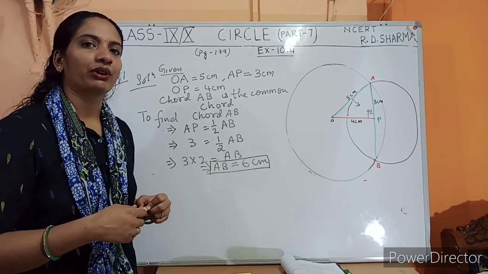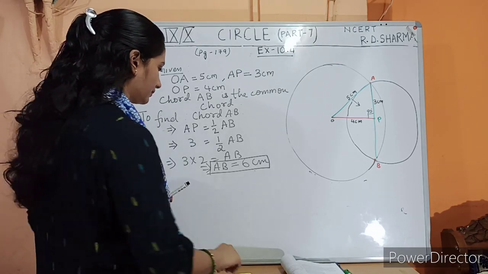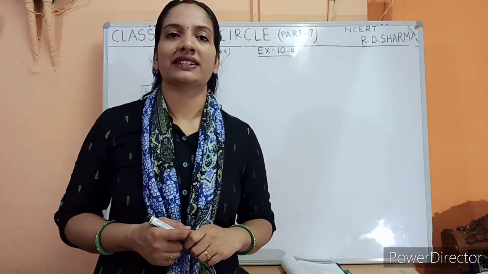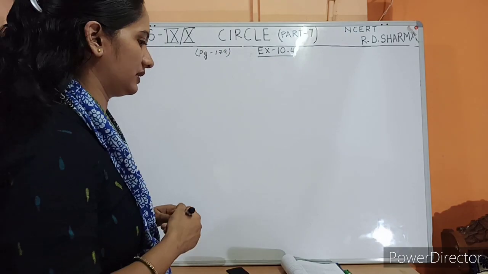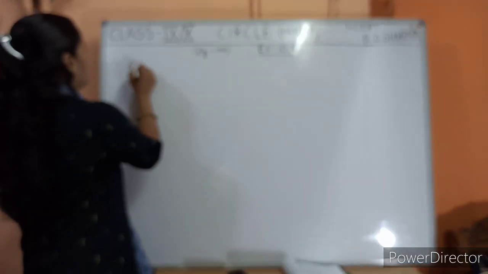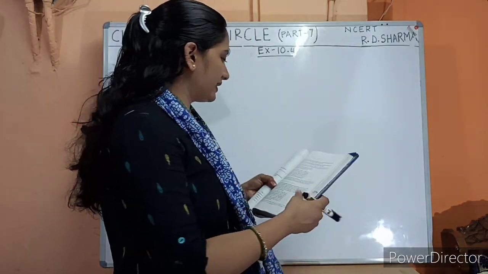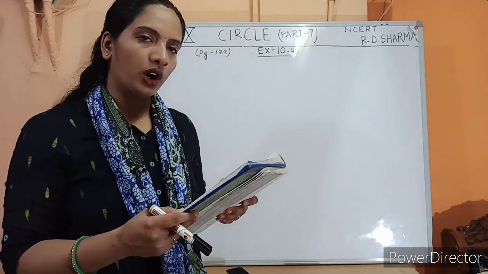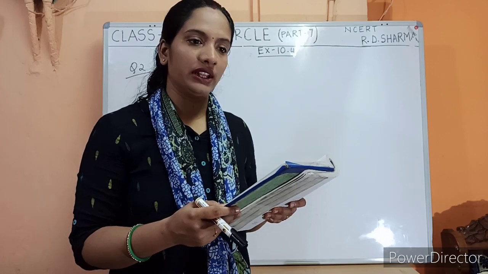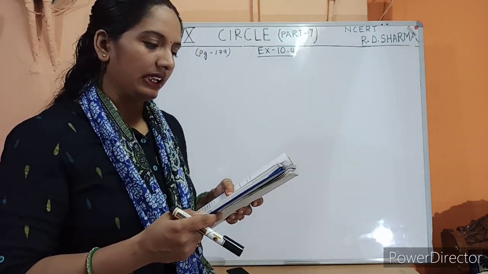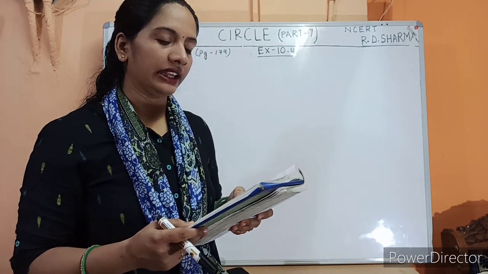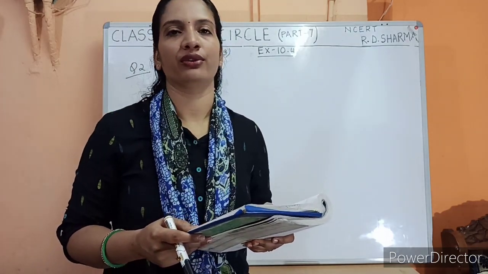Now let us see question number 2. So now children, we will see question number 2. Just check out, I am writing down question number 2 here. Let me see what it says. If 2 equal chords of a circle intersect within a circle, then prove that the segments of one chord are equal to the corresponding segments of the other chord.